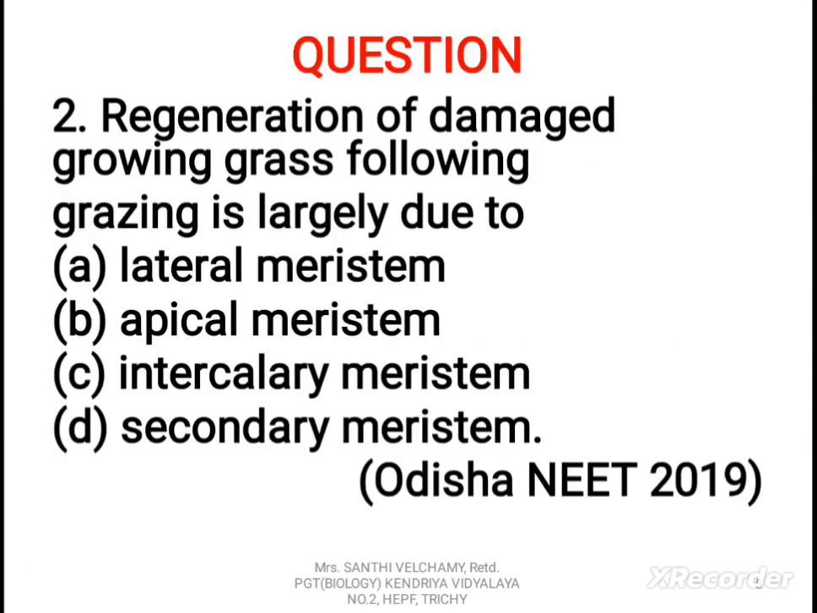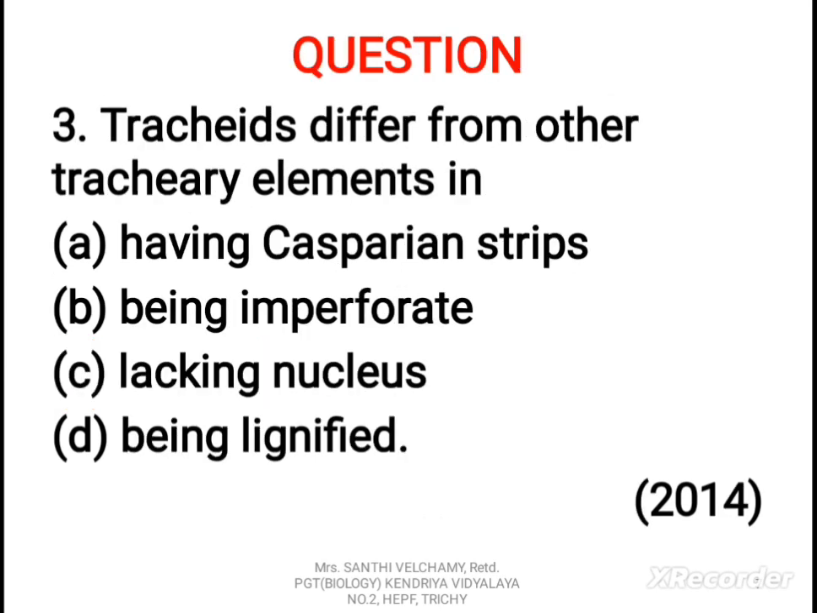Now second question. The regeneration of damaged growing grass following grazing is largely due to: A. Lateral meristem, B. Apical meristem, C. Intercalary meristem, D. Secondary meristem. The correct answer is C, intercalary meristem.